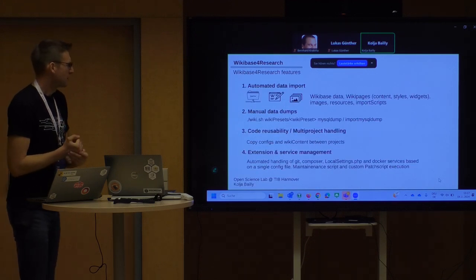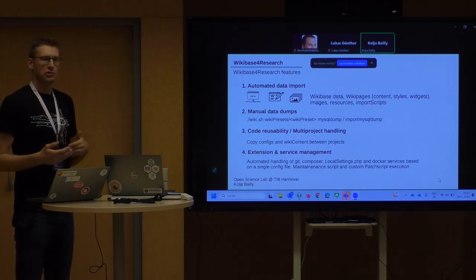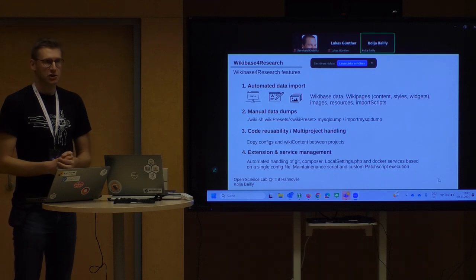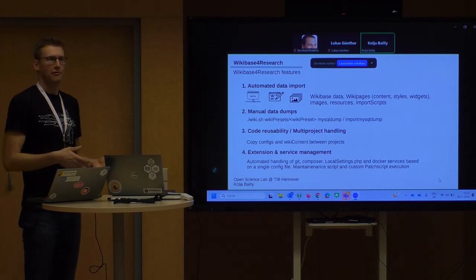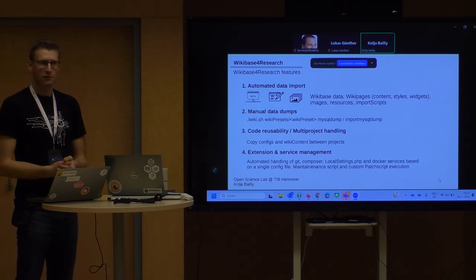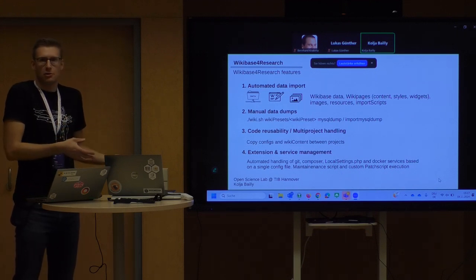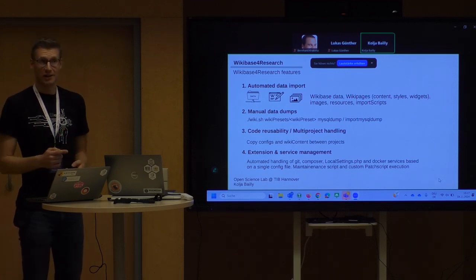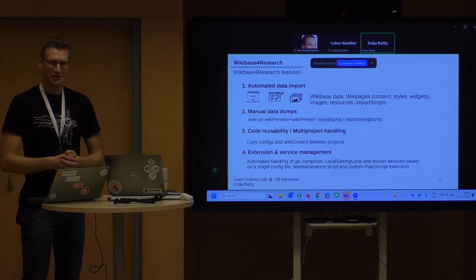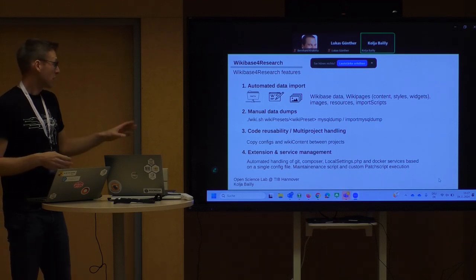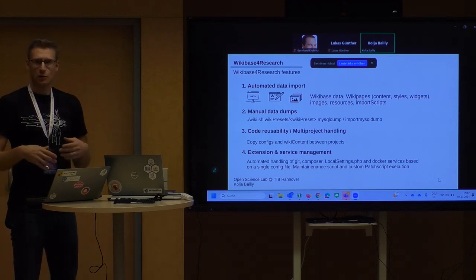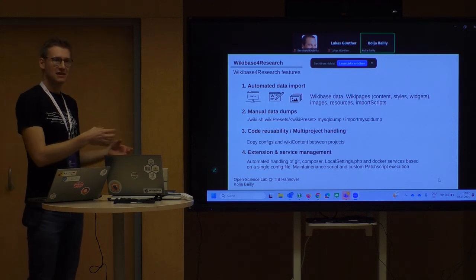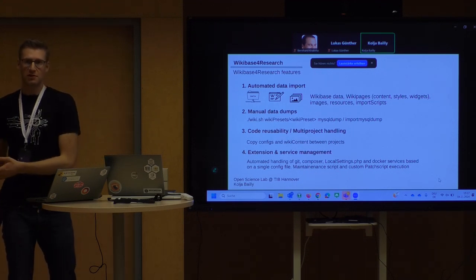Okay, some of the features we implemented here are, for example, automated data import. When you set up your wiki from scratch, you want to automatically import some files, you want to set up the logo of your wiki, you want to have some pages that you already created. So you don't want to set it up and then do some manual, okay, I have to import this, and have this click story. We also support a few ways of data dumps to transport maybe data from your existing Wikibase into your new Semantic Wikibase.